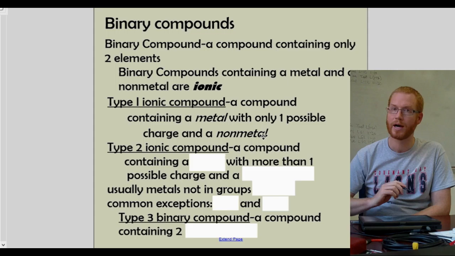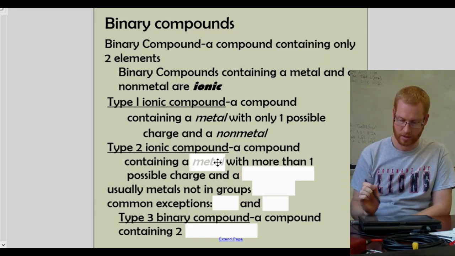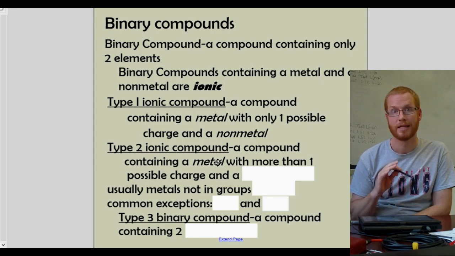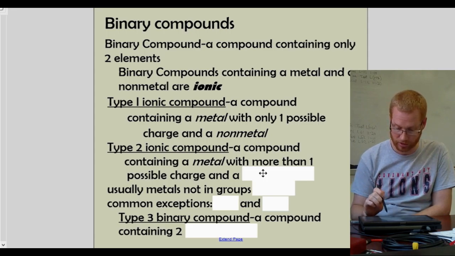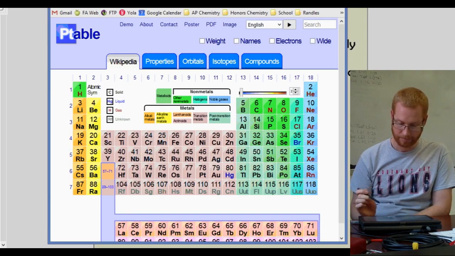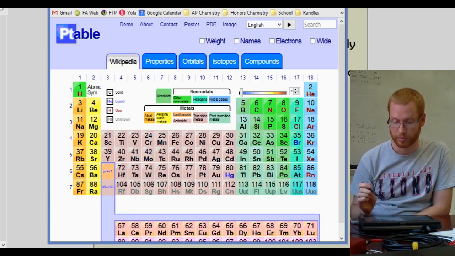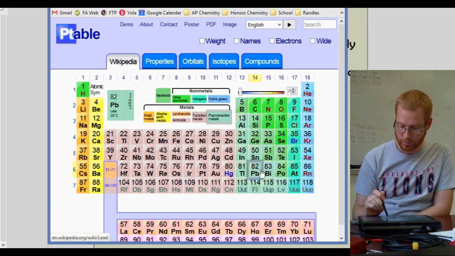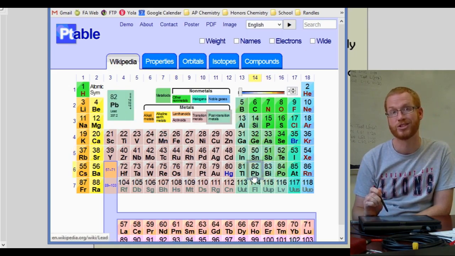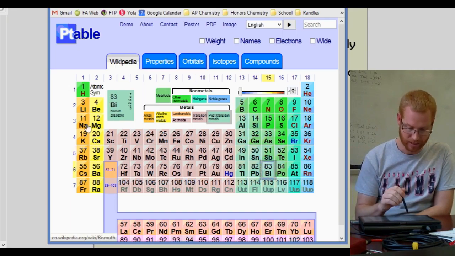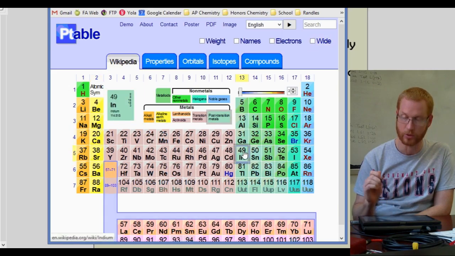A type 2 ionic compound is a compound that has a metal with more than one possible charge. Remember we said that the transition metals can have multiple possible charges. But again, it's bonded to a nonmetal. So the metals that have multiple charges are most of your transition metals, and then these few metals over here called the post-transition metals, the after-transition metals. Basically, your metals that are not in groups 1, 2, or 3.